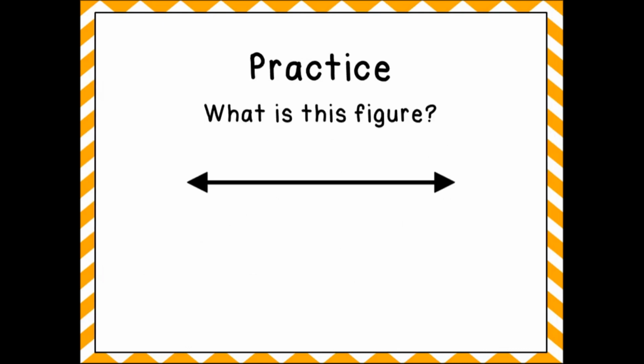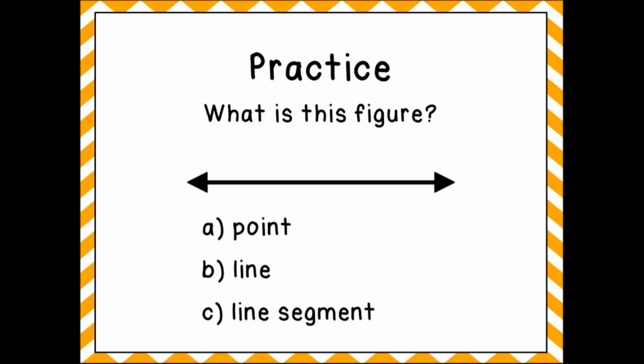All right, let's do some practice. Take a look at this figure, and I want you to tell me, what is this figure? Is it a point? Is it a line? Or is it a line segment? Take a moment, figure out your answer. And if you chose B, line, you are correct because as you can see, it has an arrow on this side and an arrow on this side telling us that it's going to continue on in both directions.